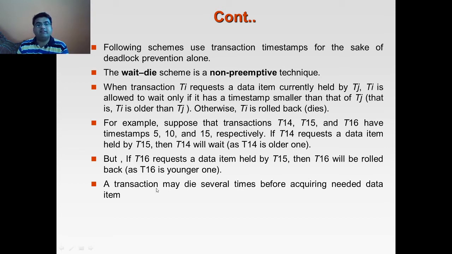But what happens if T16 requests the same data currently held by T15? In this case, T16 will be rolled back, or we can say die. So any new request coming from T16 is not entertained because T16 is the younger one, and this is decided based on the comparison of timestamp. Here you can easily check that a greater timestamp means the transaction is younger, and in that case the younger transaction will not be allowed to wait, rather it will be rolled back, meaning it would be in a die condition.